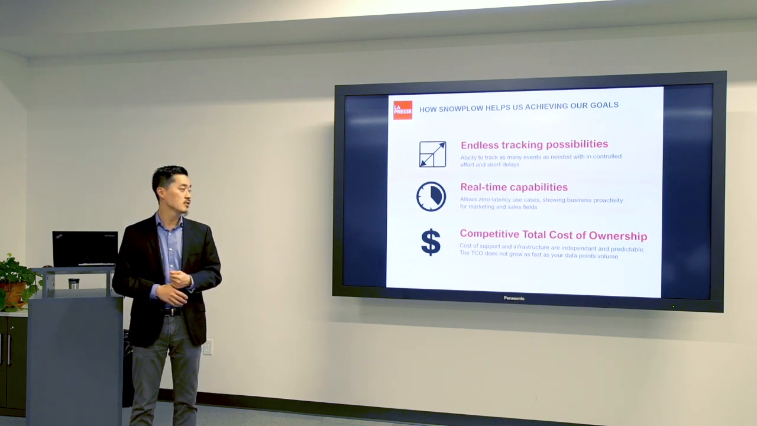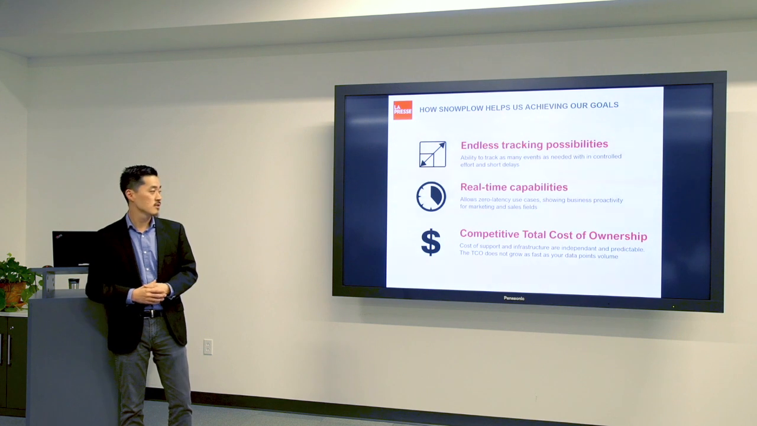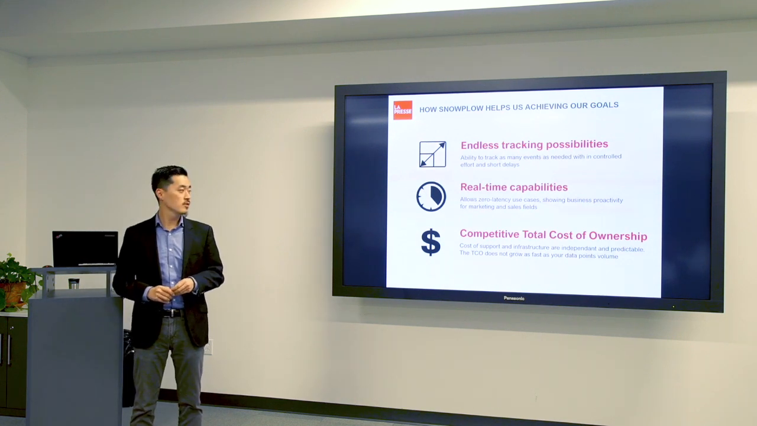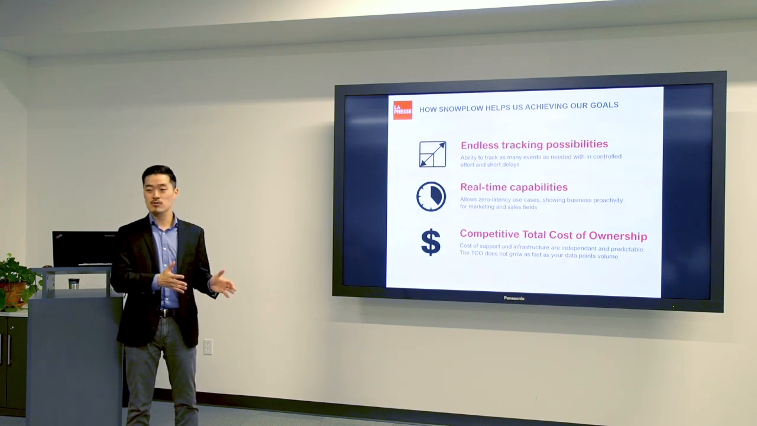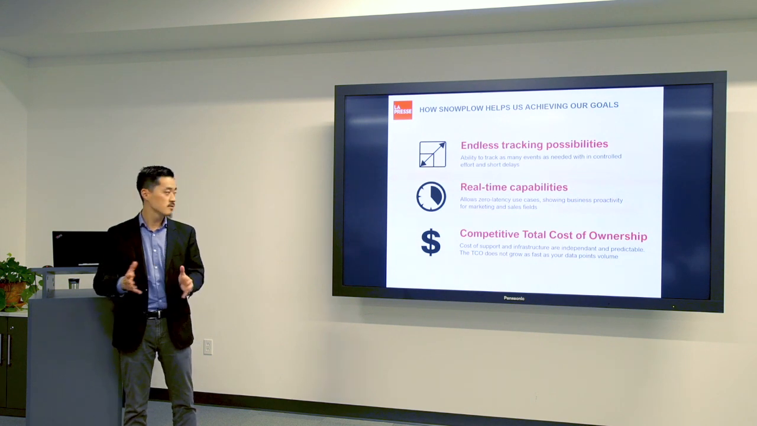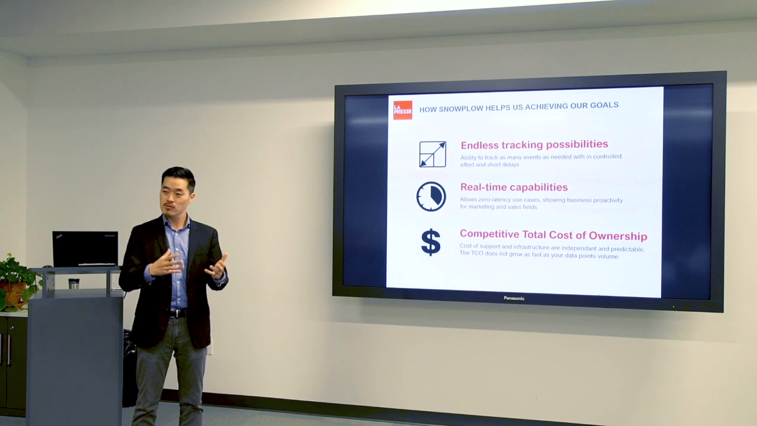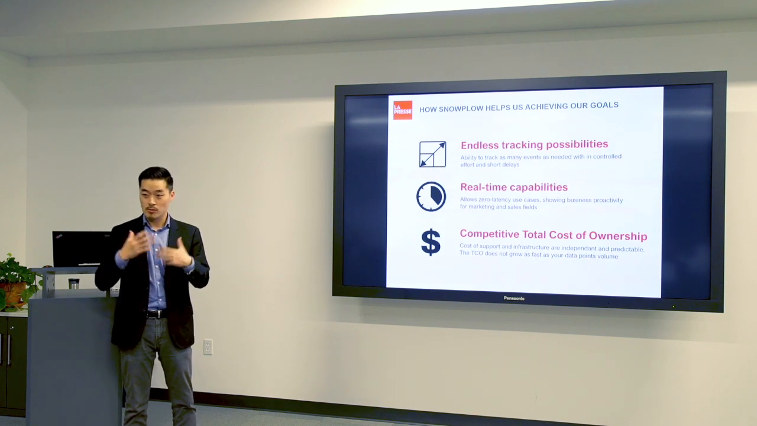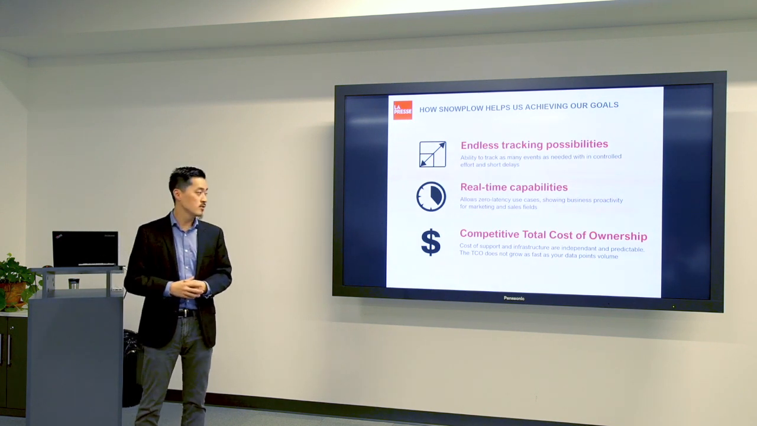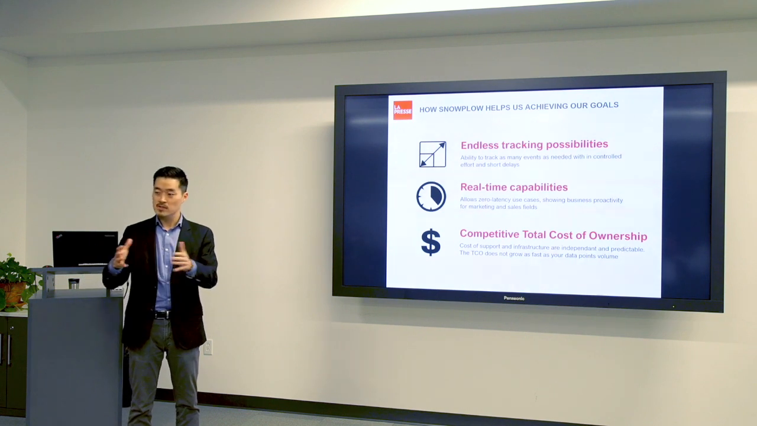And last is the competitive total cost of ownership, TCO. One good thing is that the cost of infrastructure and the cost of support are separated. The whole Snowplow pipeline is in our Amazon account, so we really see what's going on and what the costs are. And there's of course the cost of the support, which is separate.